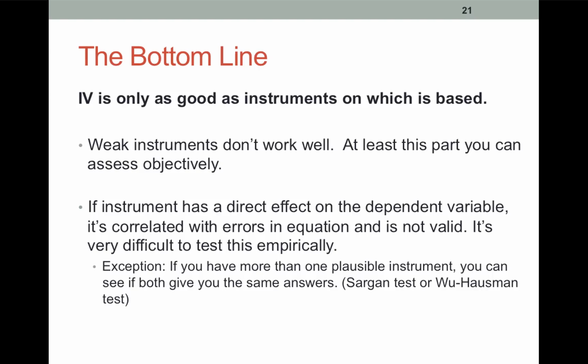The one exception is that when you have more than one plausible instrument, you can do something called a Sargan or a Wu-Hausman test. And the intuition behind these tests is that if you use your instruments individually, they should give you very similar answers if they're both good instruments. If you get different answers, then something's wrong with one of them. Unfortunately, it's often pretty hard to find even just one plausible instrument.